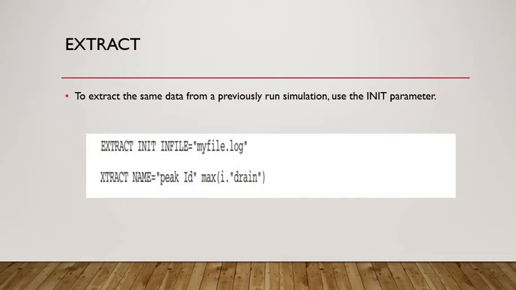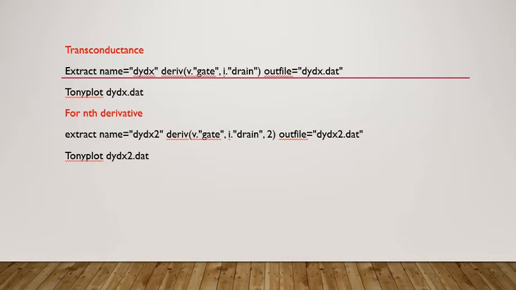Now coming to some beneficial commands for you guys, like transconductance. For transconductance, you can use this syntax or command. You can say extract name dydx, or if you want, you can change it to transconductance, but it is a universal one, not for transconductance only. That's why I have mentioned dy dx. So like derivative v dot gate, i dot drain, you know that it is di by dvgs, so you will get the transconductance from here.